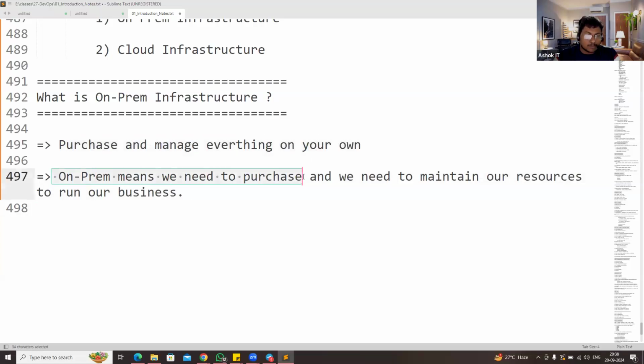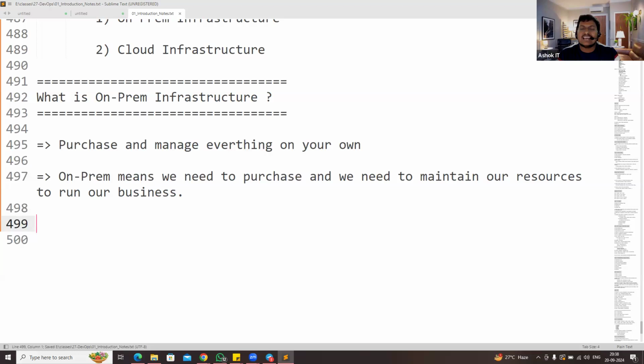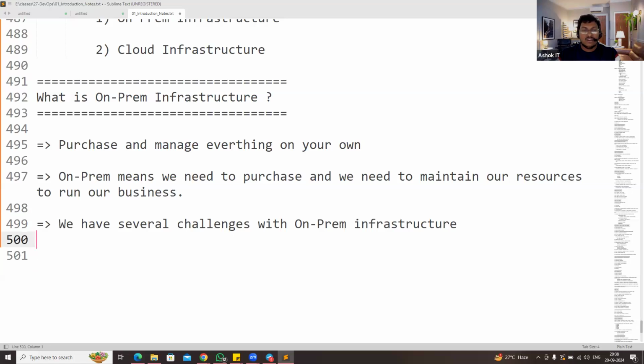On-prem means we need to purchase and we need to maintain our resources to run our business, to run our project. So if you are doing like this, there are several problems available. If you are managing your infrastructure, there are some challenges available. So we have several challenges when we go with the on-prem infrastructure. What are the challenges available? The first thing is a lot of money investment.